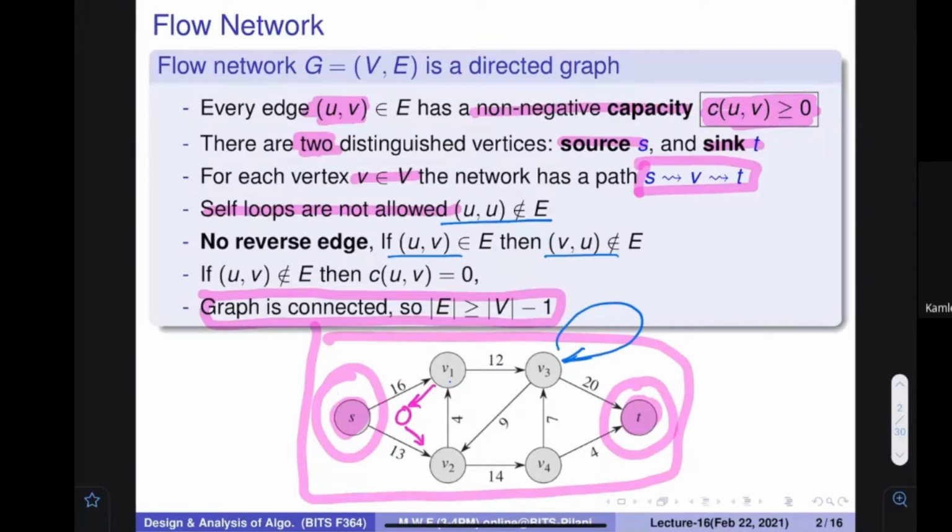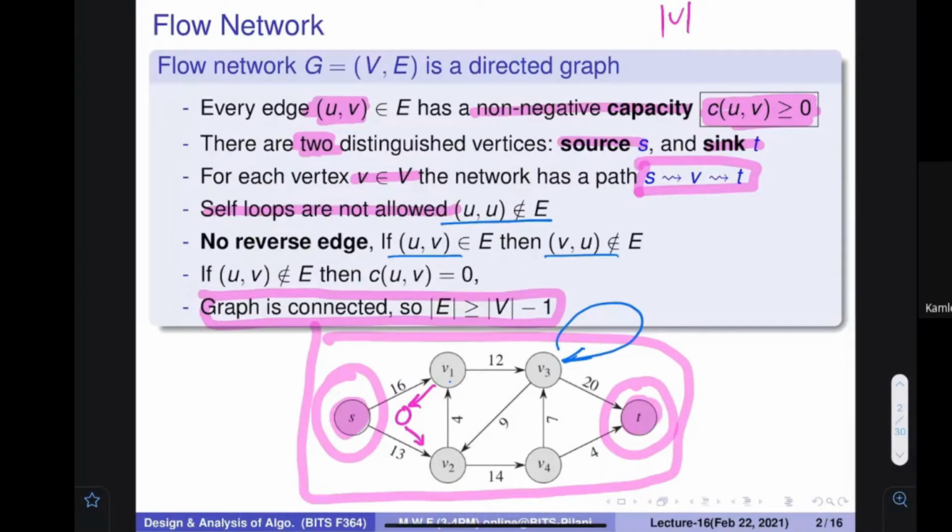So if the graph is connected, at least how many edges are required? Can you tell me? If we have mod V number of vertices, then how many edges are there?